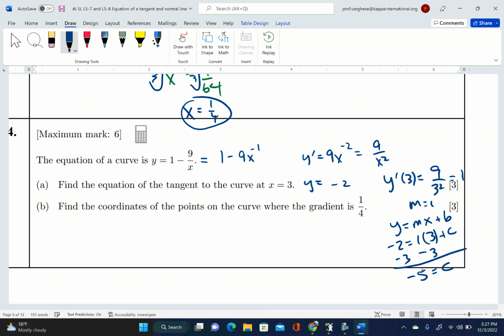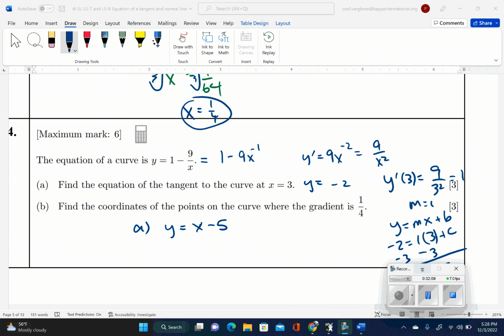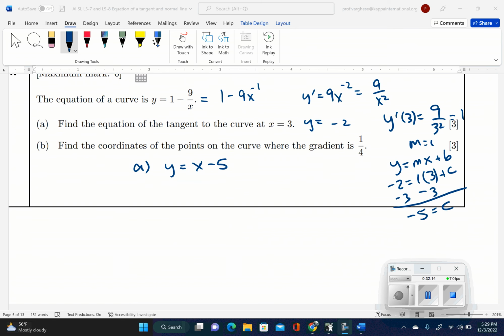So now let's put the whole answer together. This is the answer for part A. I get y is equal to, my m is 1, so 1x plus c, which is -5. So that's my answer to A. For part B, the next thing we're going to do is, it says find the coordinates of the point on the curve where the gradient is 1/4. So this is part B.